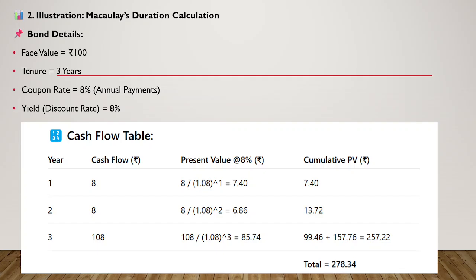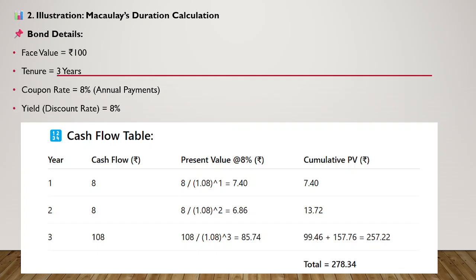Year 3. Now, you receive 8 Indian rupees interest plus 100 Indian rupees principal, a total of 108 Indian rupees. The PV factor is 1/1.08^3 equals around 0.794. So, the present value is equal to 108 times 0.794 equals 85.75 Indian rupees. When we add all these present values, 7.41 Indian rupees, 6.86 Indian rupees, and 85.75 Indian rupees, we get 100.02 Indian rupees, which we can round off to 100 Indian rupees. This shows the bond is priced fairly. The sum of the discounted future cash flows equals the bond's price.